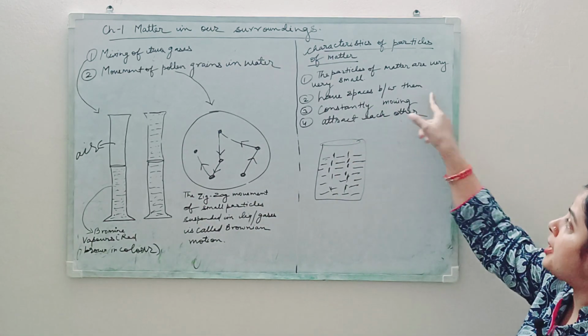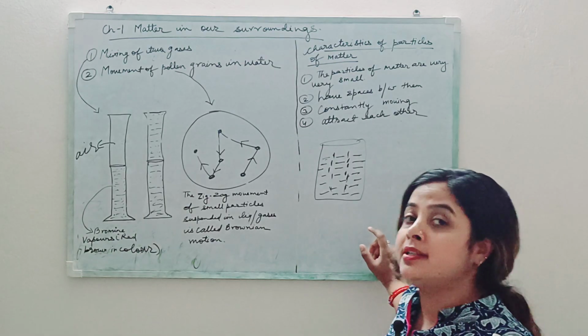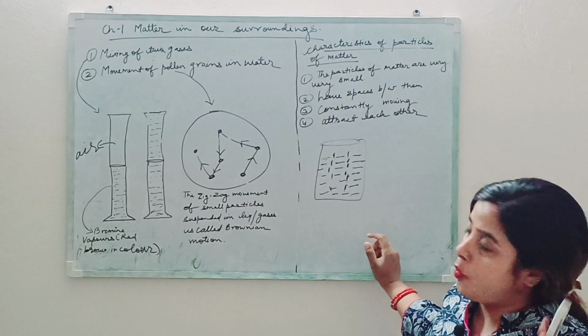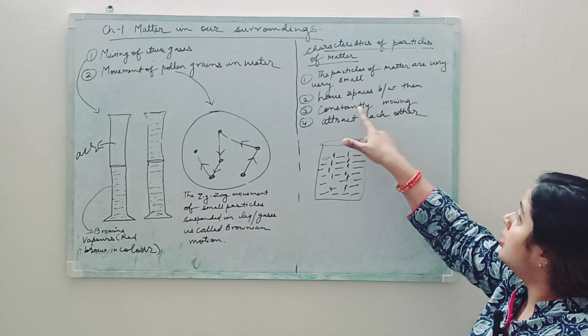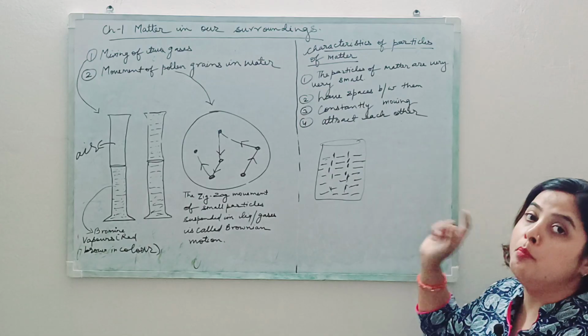The second is the particles of matter have spaces between them. The very best example is dissolving sugar crystal in a water solution. The third is particles of matter are constantly moving.